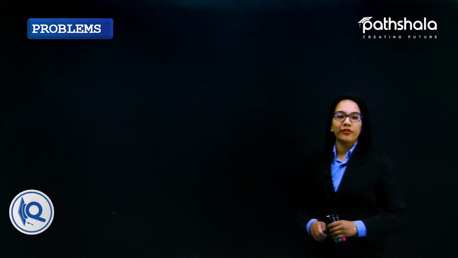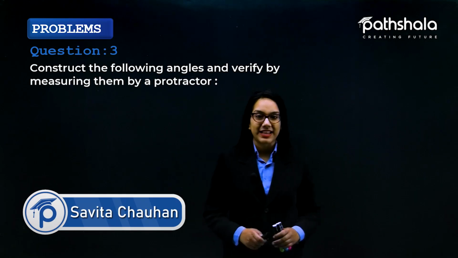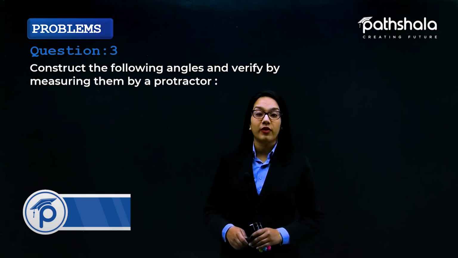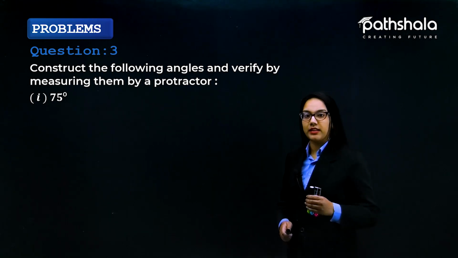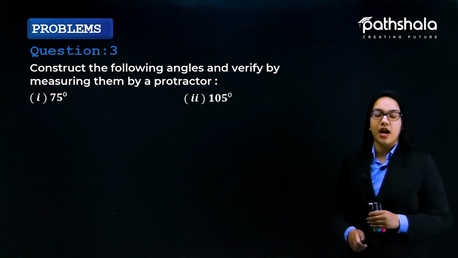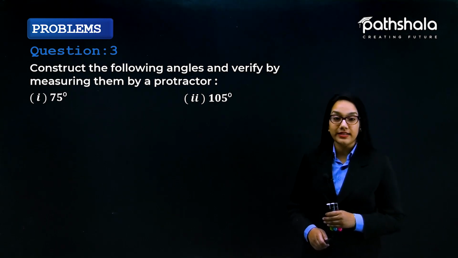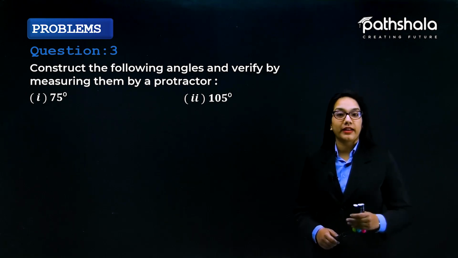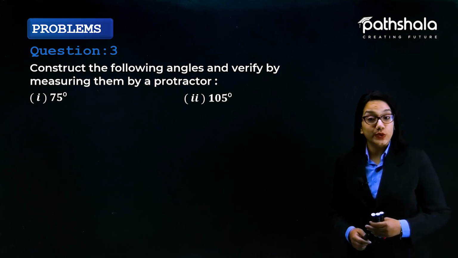So let's move on further towards question number 3. Question number 3 says: construct the following angles and verify by measuring them with the help of a protractor. The first part is 75 degrees. The second part is 105 degrees. First of all, we have to construct these angles, and further we have to verify, using the protractor, that the measure we are getting is actually 75 degrees or 105 degrees.